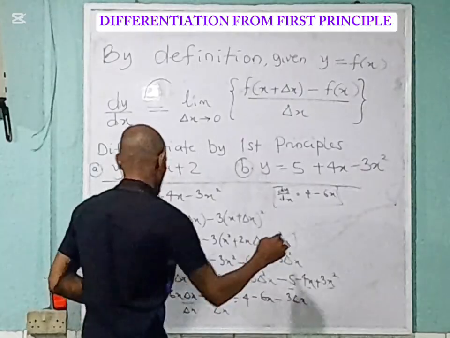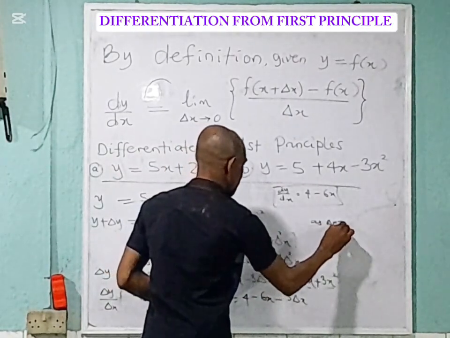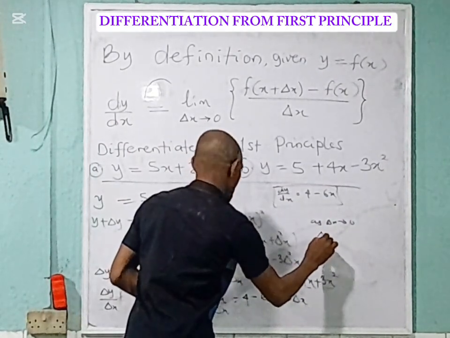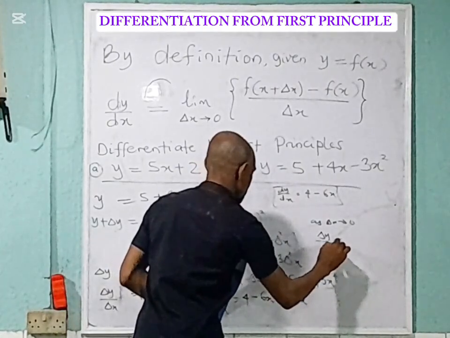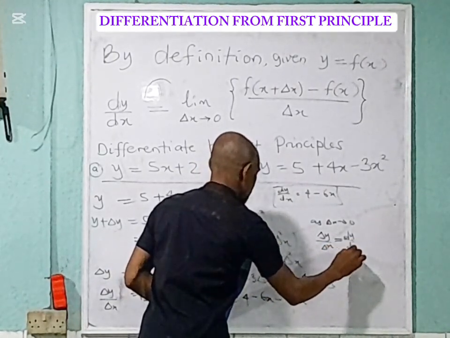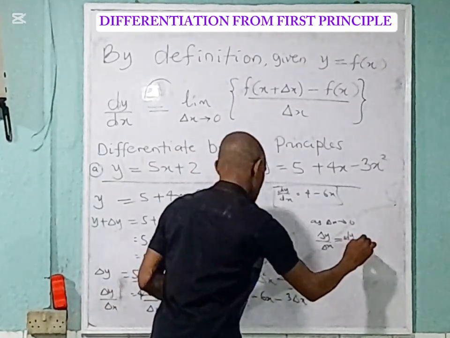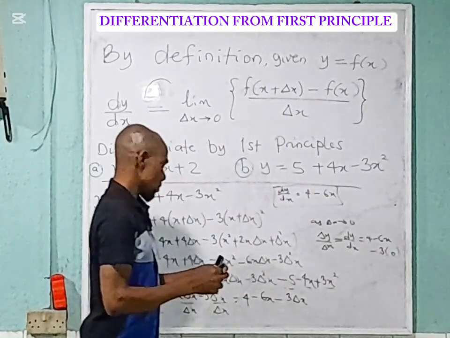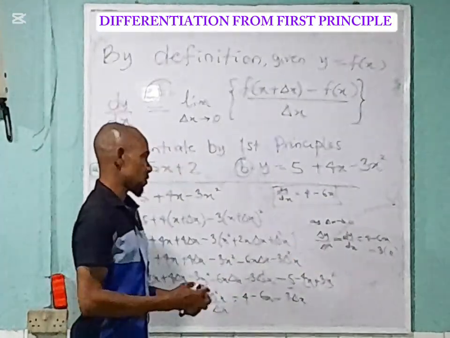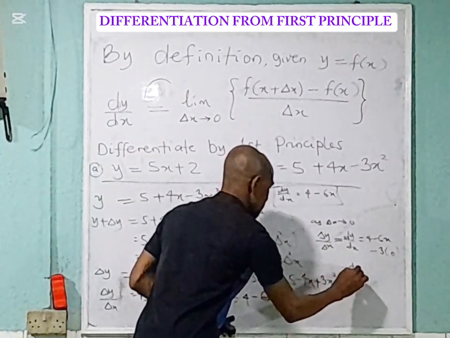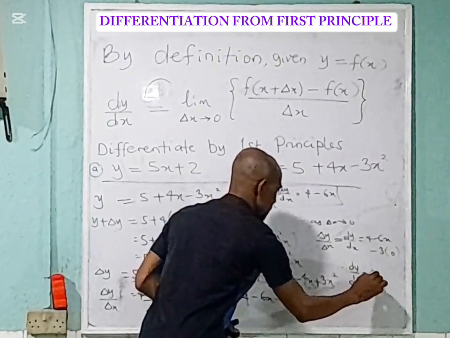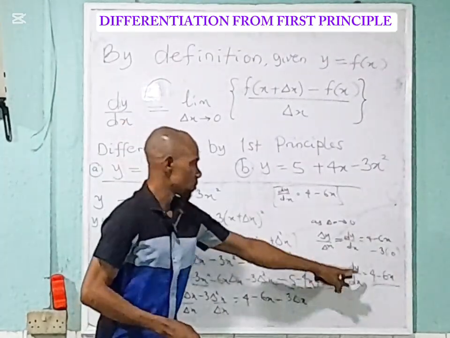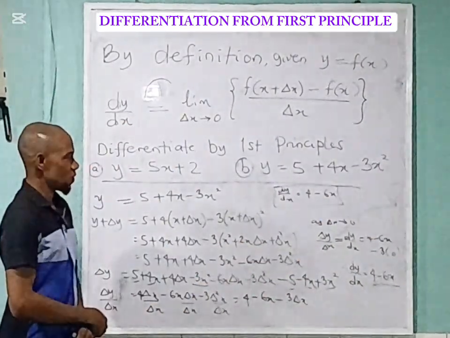We can see then that as delta x tends to 0, which is the condition here, that means delta y over delta x becomes dy dx. Hence, we have 4 minus 6x minus 3 times 0. Remember, delta x is tending to 0. That's the limit. Hence, we have the conclusion that dy dx equals 4 minus 6x, because this is going to be 0, which pretty much agrees with our mental value we got from the very beginning.